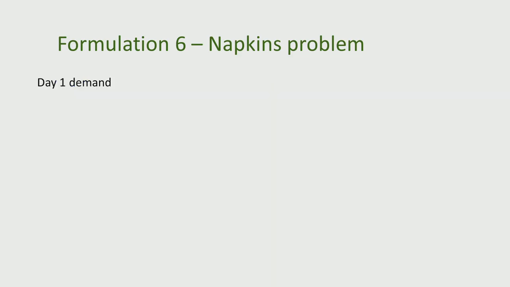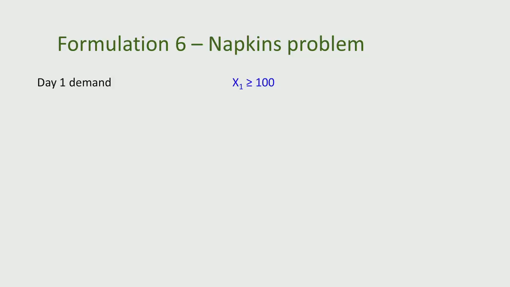We will now look at the constraints. Now, the important constraint is that the demand for napkins on each day has to be met. So, day 1 demand: x1 is the number of new napkins used in day 1, so x1 should be greater than or equal to 100, because 100 is the demand for day 1. The first day we have only one way of meeting the demand, which is by using new napkins.